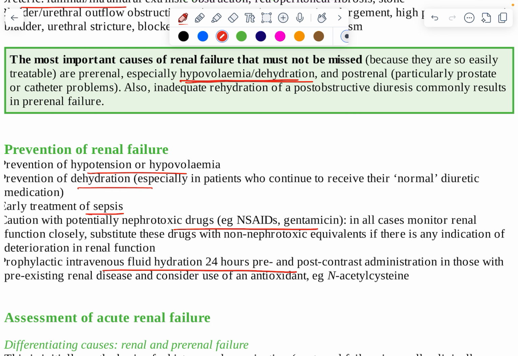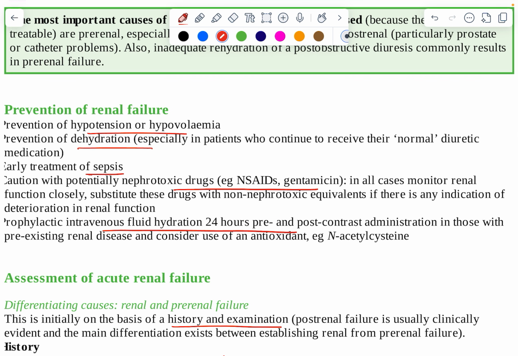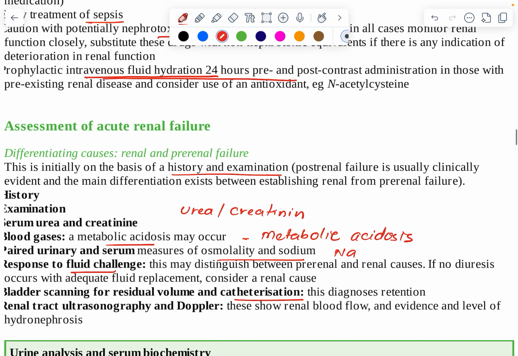Prevention of renal failure: avoid renal hypotension, hypovolemia, dehydration, sepsis, and nephrotoxic drugs like NSAIDs and gentamicin. In all cases, monitor renal function closely. Substitute the drug with a non-nephrotoxic one. If there is an indication, give prophylactic intervention before contrast medium.